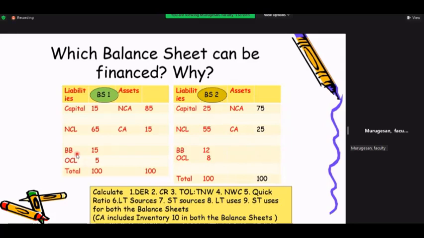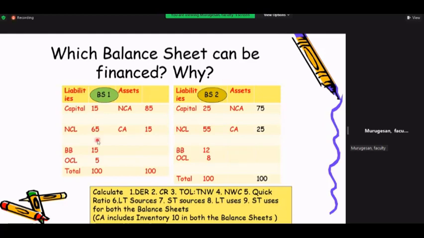Okay, friends. So what is OCL? Other current liabilities. Other than this, OCL includes outstanding expenses, provisions, trade credit, all are OCL. Similarly, OCA means other current assets. Now, based on these two balance sheets, first, the debt equity ratio. For both you have to calculate and offer comments, which is good and which is bad.